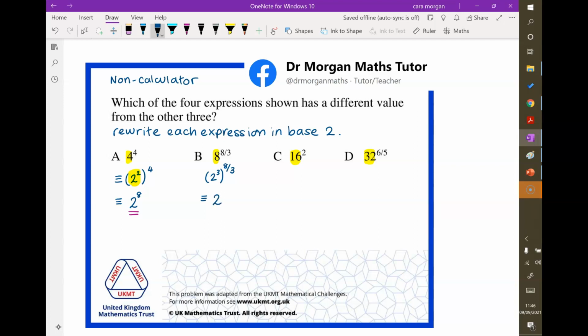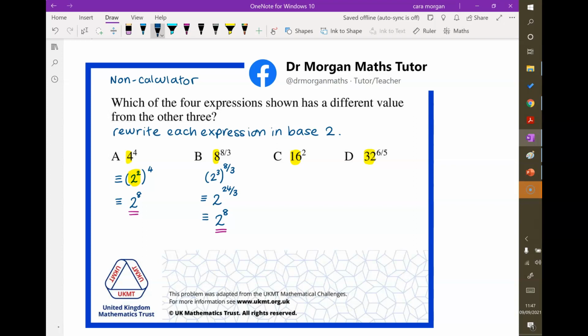So that's going to be 2 to the power of 24 thirds. And I know that 24 divided by 3 is, of course, 8. So I can see that that's also equivalent to 2 to the power of 8. Notice that I'm using 3 little lines. That means is identical to or is equivalent to. It's not an equation I'm trying to solve, it's actually identical.